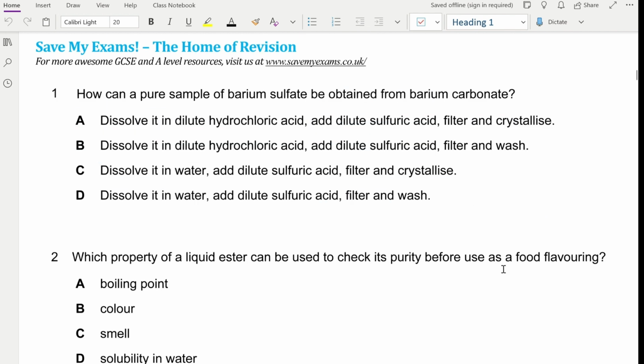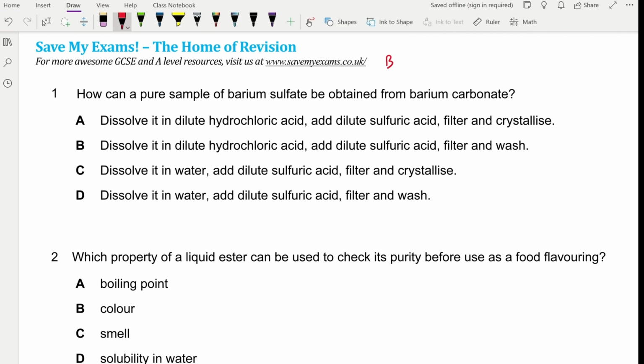Question 1. How can a pure sample of barium sulfate be obtained from barium carbonate? So we start with barium carbonate and we want to make barium sulfate. Now barium sulfate is insoluble, barium carbonate is also insoluble. So we cannot just directly react barium carbonate with sulfuric acid, because if we react barium carbonate with sulfuric acid, they will react only on the surface where the sulfuric acid is in contact with the solid barium carbonate.